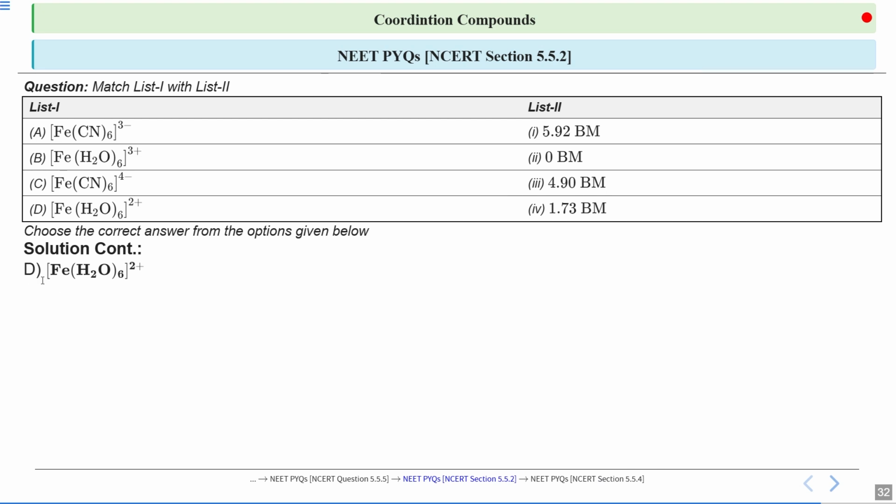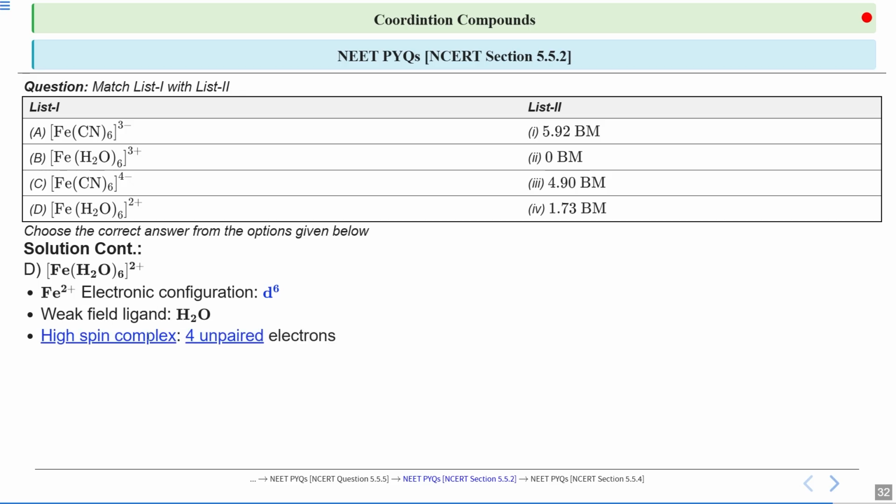Lastly, we will see the D complex, that is [Fe(H2O)6]2+. Here the iron is in +2 oxidation state again, and the electronic configuration for it will be d6. That means 4 unpaired electrons and 1 paired electron. So here the ligand present is water molecule, which is a weak field ligand, or you can say neutral ligand. So it will not cause any pairing of electrons. That means we are going to get a high spin complex. That means 4 unpaired electrons are going to remain unpaired. That means n will be 4.